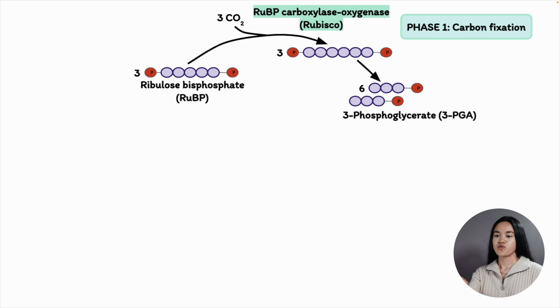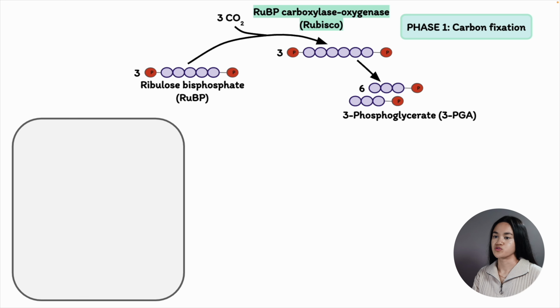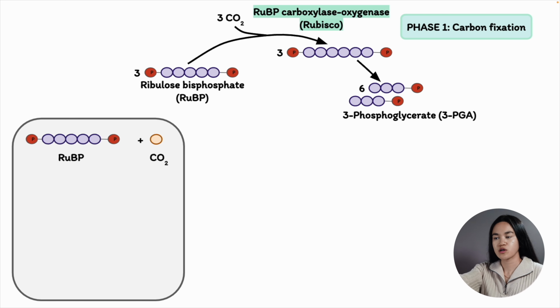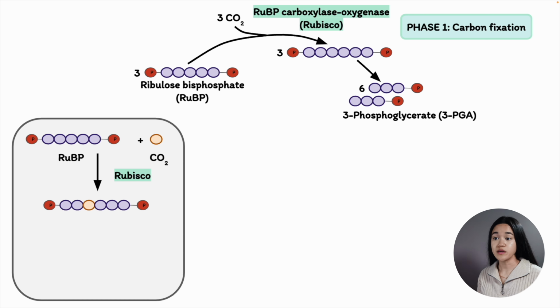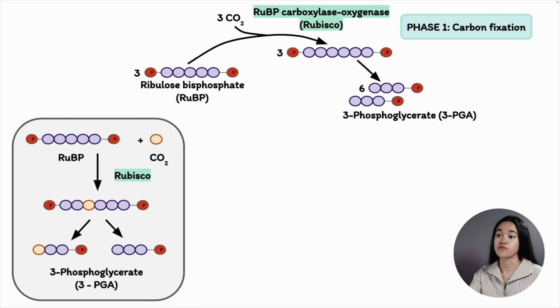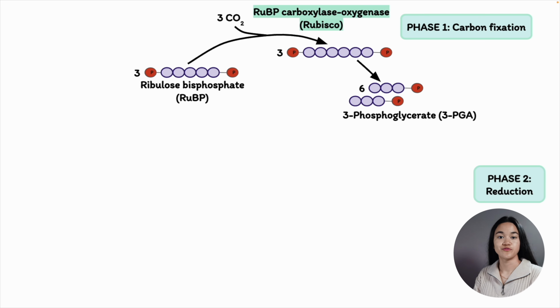Okay, quick recap here on the left before we move on to the next phase. Ribulose combines with a carbon dioxide molecule catalyzed by rubisco, and we produce a 6 carbon molecule that immediately splits into 2 molecules of 3-phosphoglycerate. That's the first phase. Let's move on to phase 2, reduction.